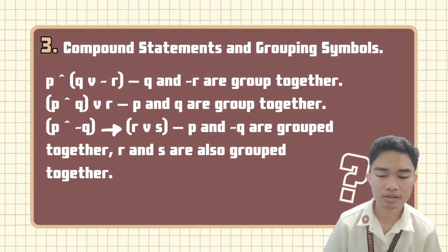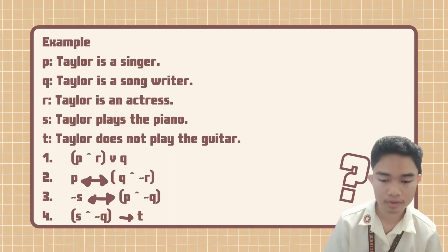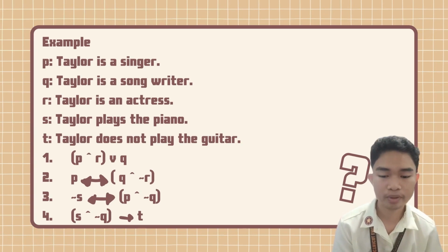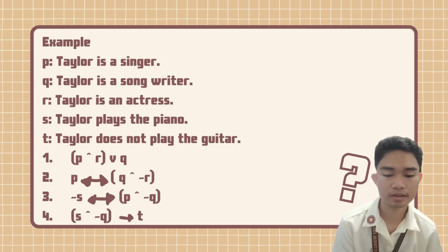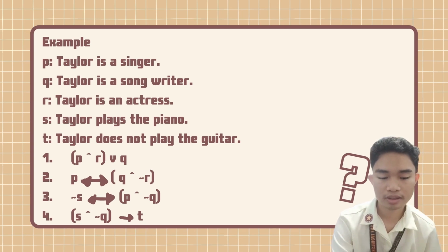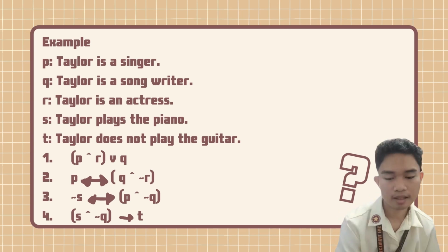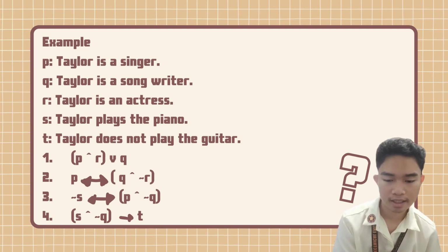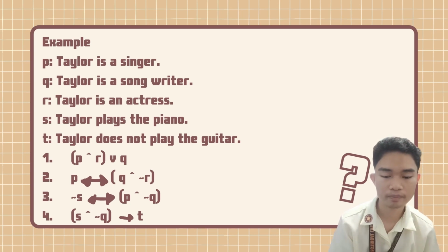So let's try to answer this example. Let P become Taylor is a singer, Q is Taylor is a songwriter, R is Taylor is an actress, S is Taylor plays the piano, T, Taylor does not play the guitar. So let's try to answer number 1. As you can see, P and R are grouped together, so Taylor is a singer and Taylor is an actress, or Taylor is a songwriter.